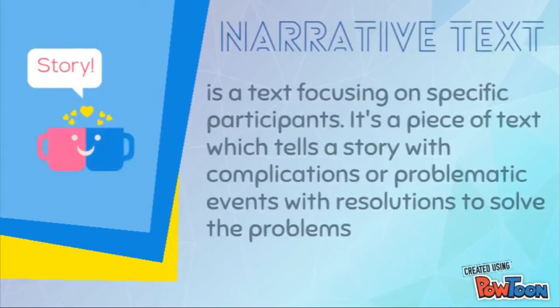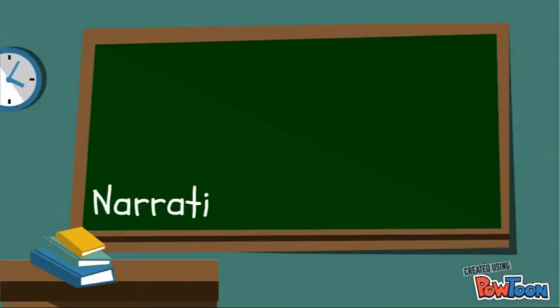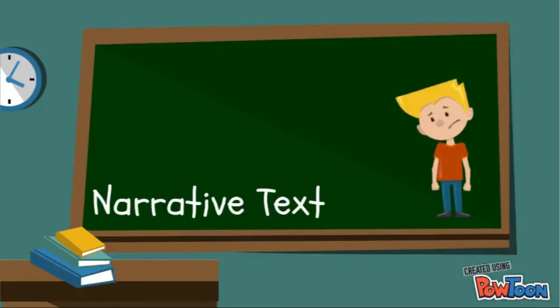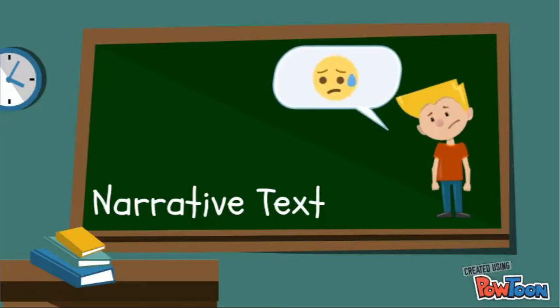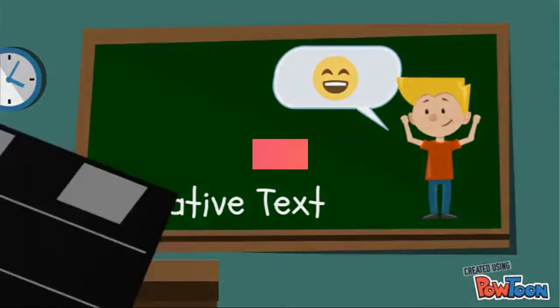Well, it is a text focusing on specific participants and is a piece of text which tells a story with complications or problematic events with resolutions to solve the problems. Well, we can roughly say that narrative text is like someone with problems or complications which make their conditions get even worse. But then, those problems will lead them to resolutions that can make their conditions get better than before. Okay?